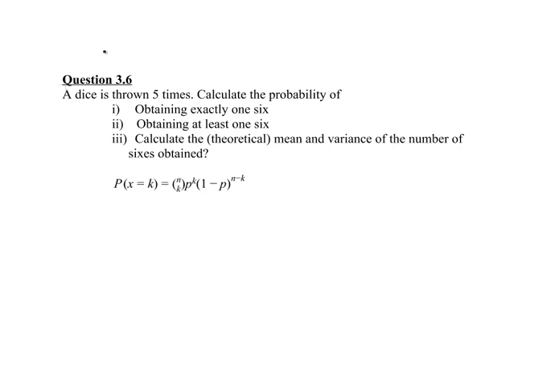So in this question, a dice is thrown 5 times, and what we're asked to do is calculate the probability of obtaining exactly one 6, at least one 6, and we're also interested in the theoretical mean and variance of the number of sixes obtained. Now this is a dice question, and a dice is thrown 5 times.